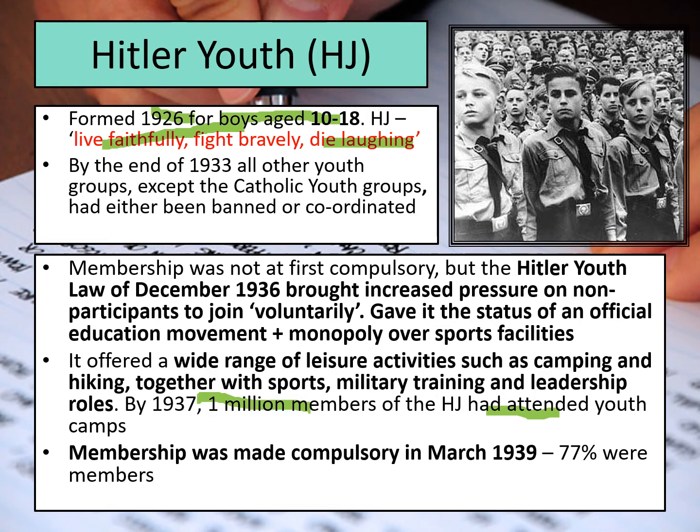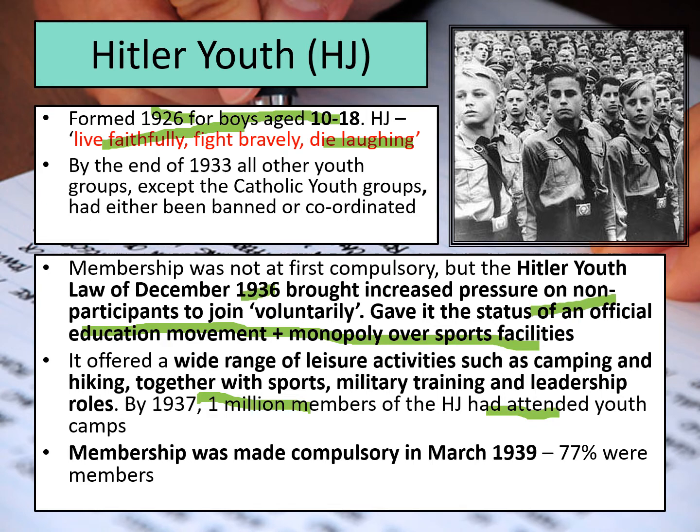Now, the Nazis did try and put increasing pressure on young boys to join this over time. In 1933, they had got rid of basically all of the other youth groups except the Catholic groups, because remember they had the Concordat agreement with the Catholic Church. By the time we get to 1936, the Nazis had tried to put increasing pressure on young boys to join the Hitler Youth movement by giving it the status of an official education movement, and it gave them a monopoly over sports facilities. So essentially, if you wanted to do any kind of sporting activity, you had to be part of the Hitler Youth because they owned all of those buildings and all those facilities.